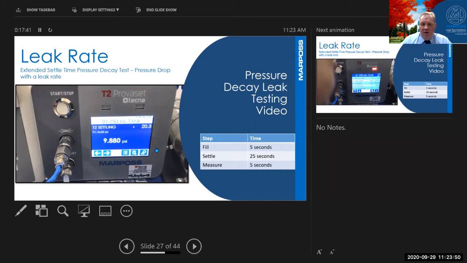So this one, we're just going to keep the fill at 5 seconds, but we're going to extend the stabilize time out to 25 seconds. And watch what happens as this thing settles down. You start seeing everything kind of slow. The drop is there. And this is with no leak rate installed.